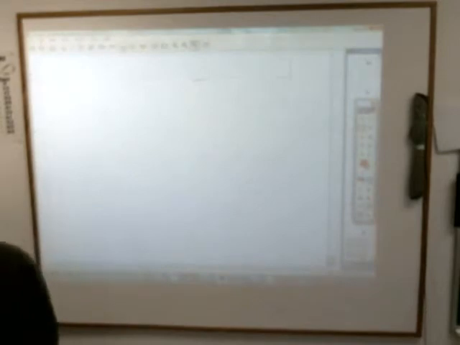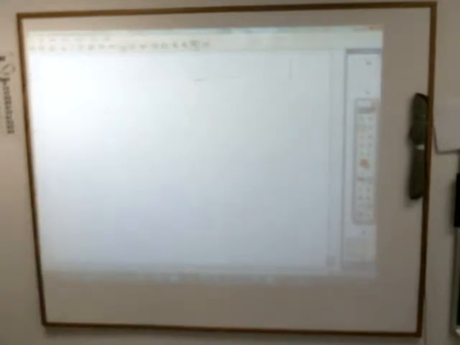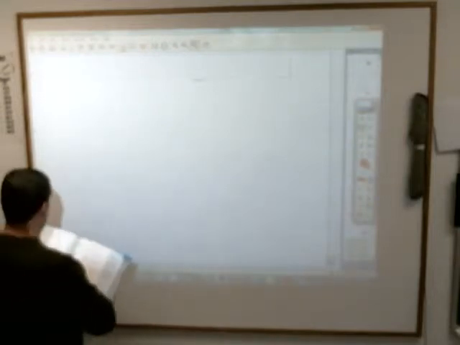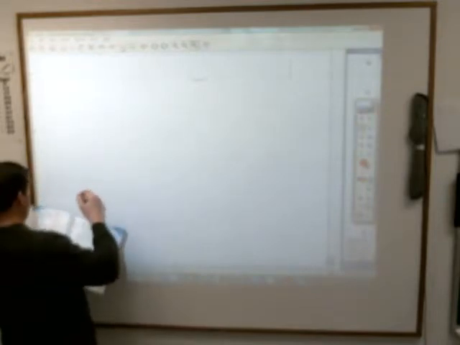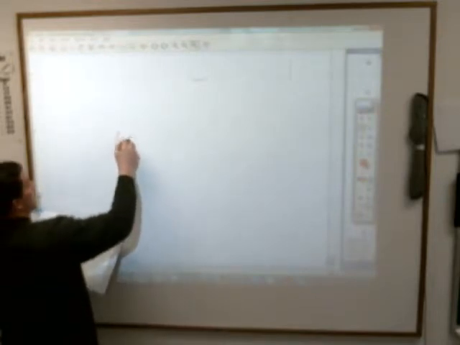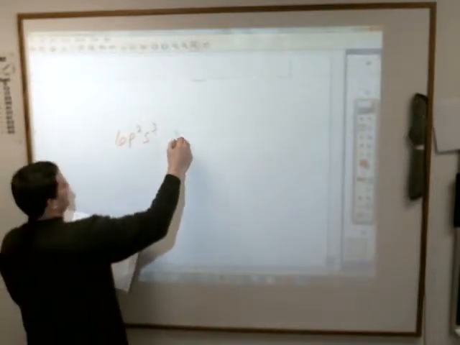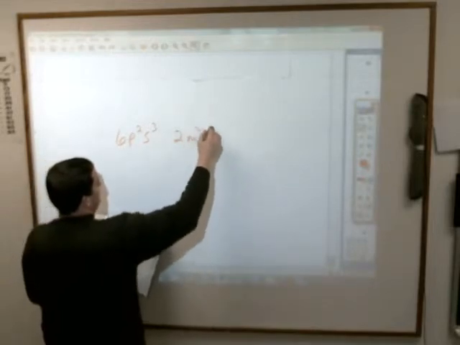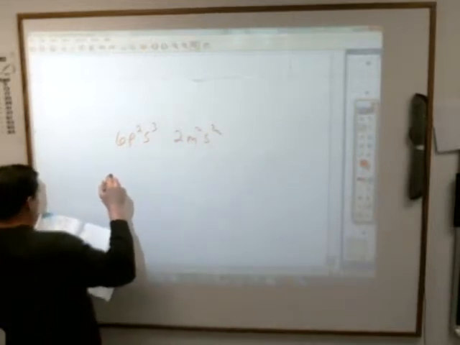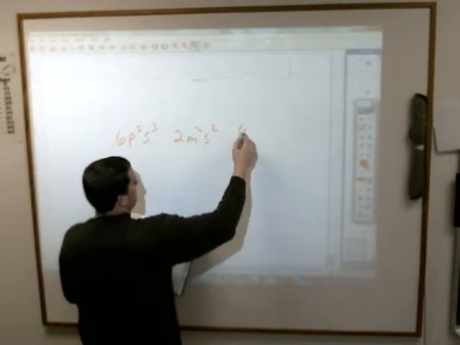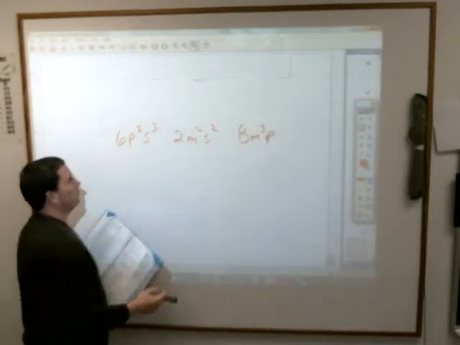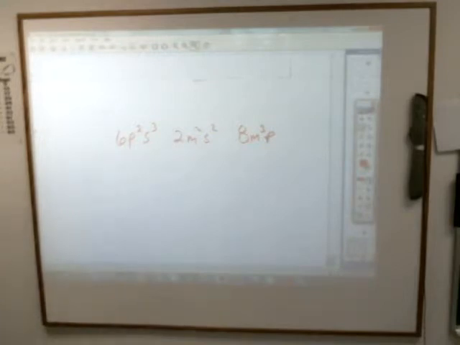Perfect. Let me give you one more just to see if you got it. You don't have to do that whole factoring thing if you can see it, though sometimes you have to. Here they are: 6p squared s cubed, 2m squared s squared, and 8m cubed p. Tell me what you think the least common multiple of those would be.